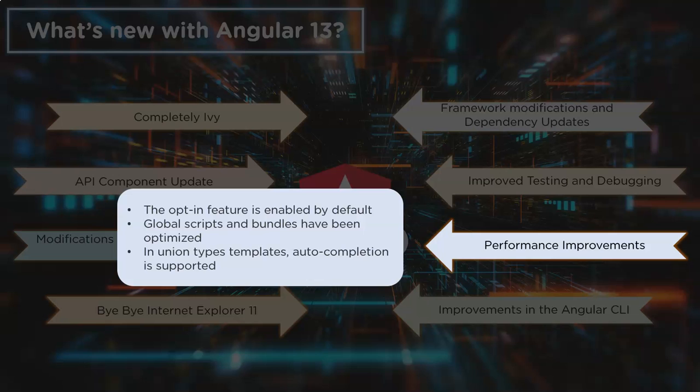Now let's jump into the seventh update, that is the performance improvements. These recent updates in Angular 13 have undoubtedly resulted in major improvements by introducing notable modifications such as the opt-in feature being enabled by default. Global scripts and bundles have been optimized. In union type templates, auto-completion is supported.